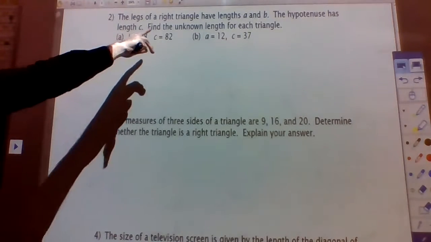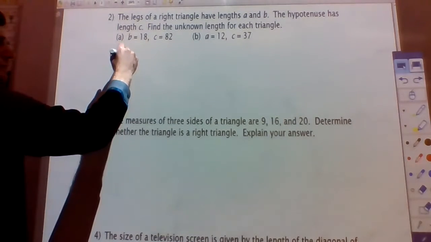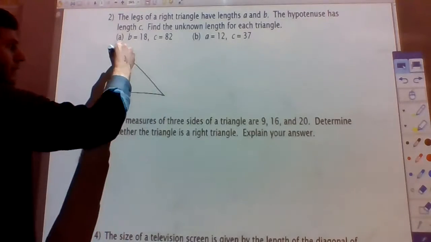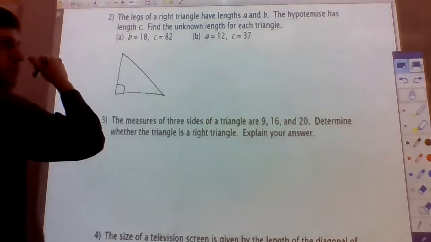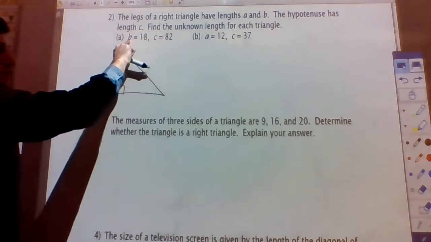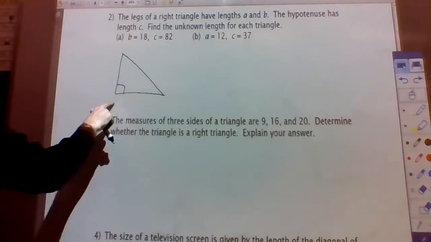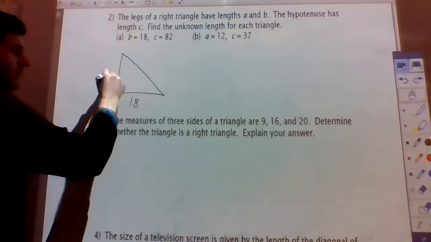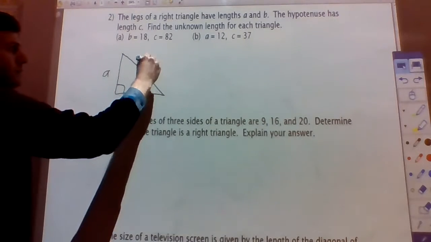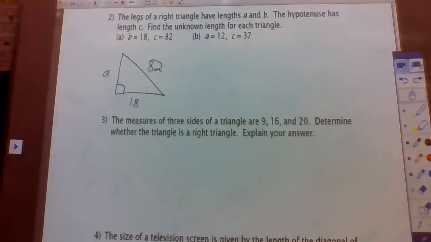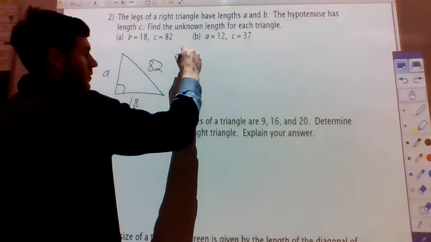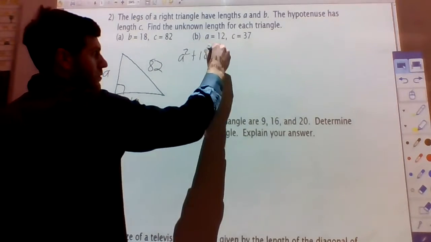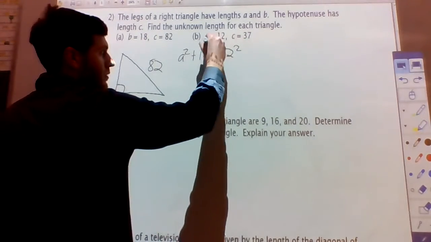Okay. So the legs of a right triangle have lengths A and B. So we have a right triangle. So these are two separate problems, part A and part B. So part A, we know we have B, so we know we have 18. We don't know what A is, and we have C is 82. So A squared plus 18 squared equals 82 squared.